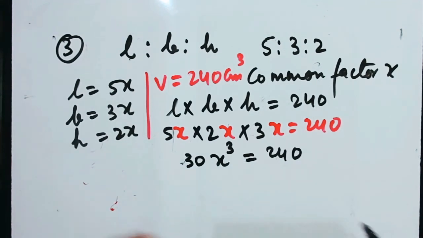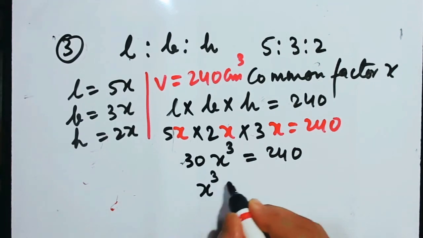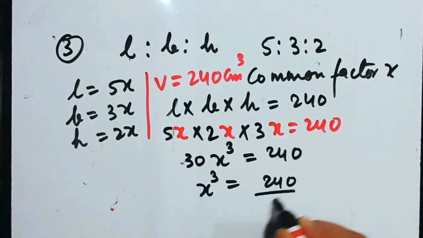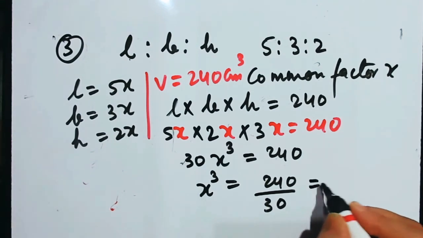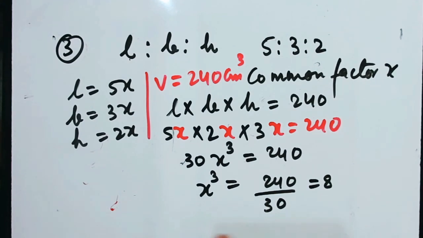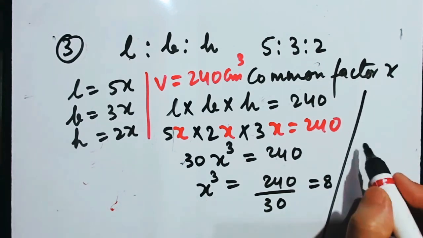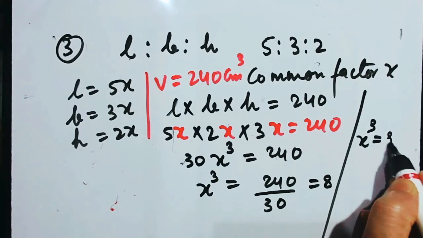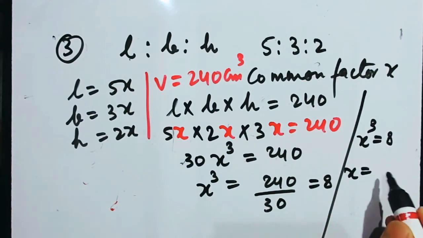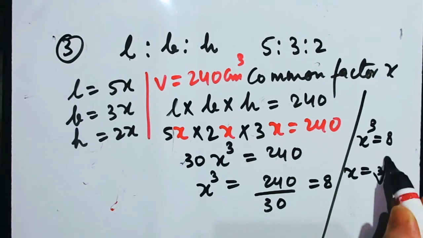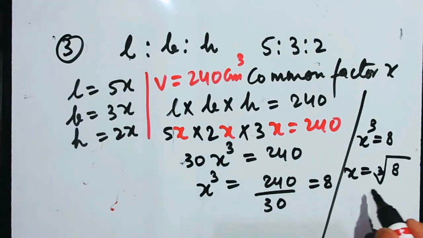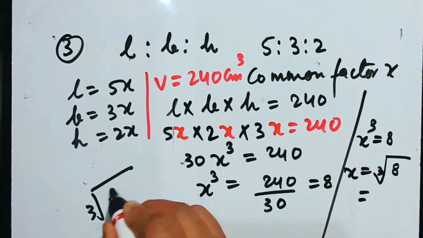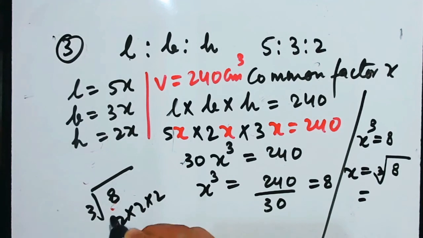See how the calculation goes. So x cube will be equal to 240 divided by 30. So x cube is equal to 8 over here. Now when x cube is equal to 8, x will be equal to cube root of 8, and the cube root of 8 means 2 times 2 times 2. So I'll take one of them since we are finding the cube root over here.